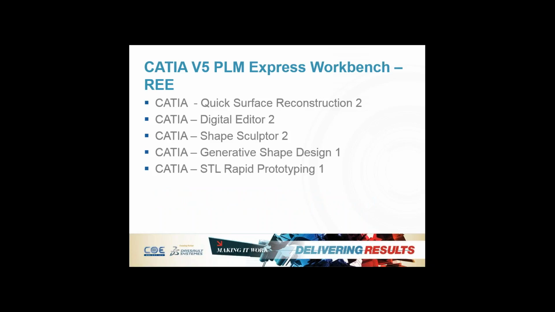The first workbench is called QSR, which stands for Quick Surface Reconstruction, which allows you to select points on the .stl file and create surfaces quickly. DSE is also part of this workbench, which allows you to manipulate points. GS1 is for shape editing and design. DSS is for advanced shape design. And TL1 is used to import the STL format file from the 3D scanner. So in other words, if you are looking to do reverse engineering in CATIA v5 PLM Express, you will require this REE add-on workbench for CATIA.